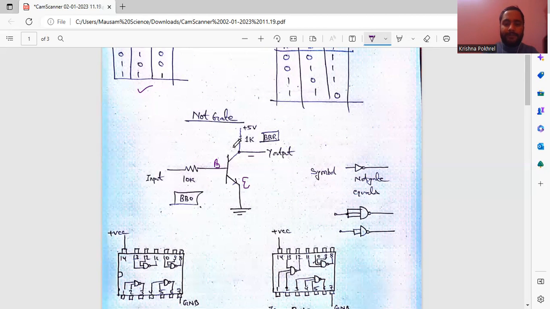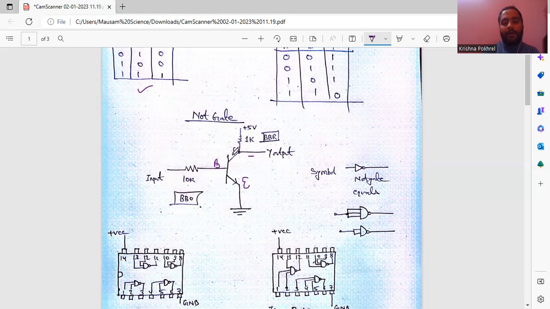Upper one is collector, this arm is collector. So we'll place a certain value of resistor. Emitter will be ground, base will connect to a 10 kilo ohm resistor, whose color code is brown, black, orange. Here is also brown, black, red. Here will be the input, and from here we'll take the output.